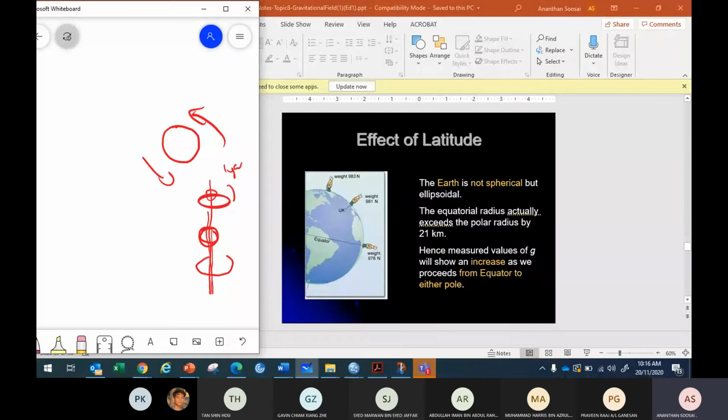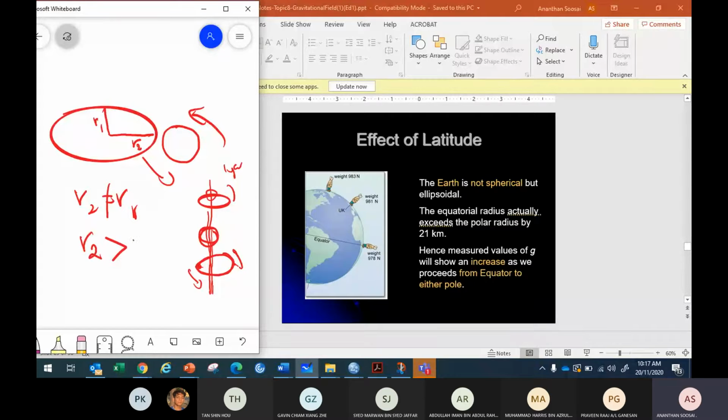It becomes a little elliptical, because the inertia of the mass makes it expand a little outward. In reality, our Earth is a little elliptical. It means the equator radius and the North Pole radius, R1 and R2, are in reality not the same. Which R is greater? The R2, the equator radius, is far greater than the R1.